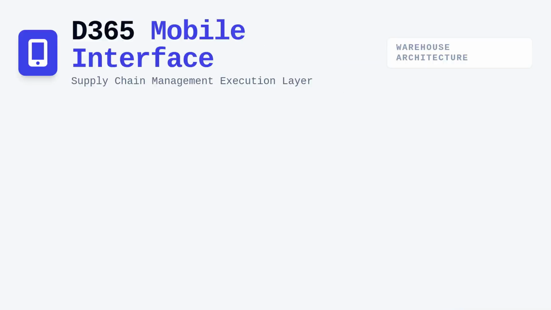In the ecosystem of Dynamics 365 supply chain management, the mobile device interface acts as the primary data collection and execution layer for warehouse personnel. When you configure the mobile device, you are essentially translating abstract business processes into a series of guided, granular tasks that a user performs on a handheld scanner.